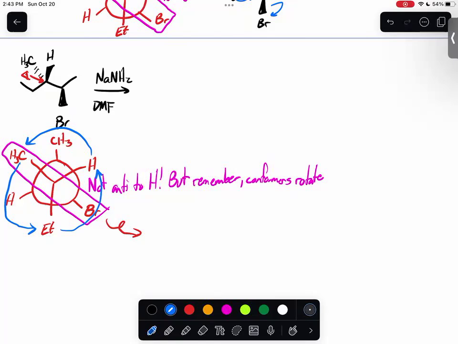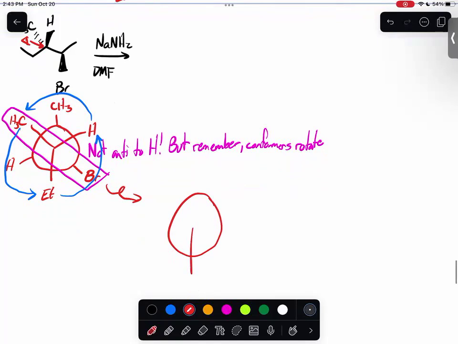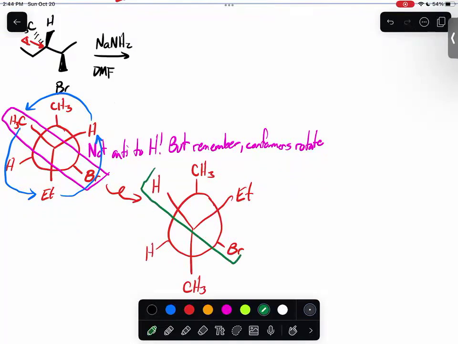And by doing that rotation, what we've done is we've now set ourselves up to where the hydrogen is in this position, where it is now anti to the bromine, right? But remember, the back carbon did not change where everything was. So now that this is anti to the bromine, it's good to go. But the thing is, since we rotated this, it does not necessarily look the same as what it did before.